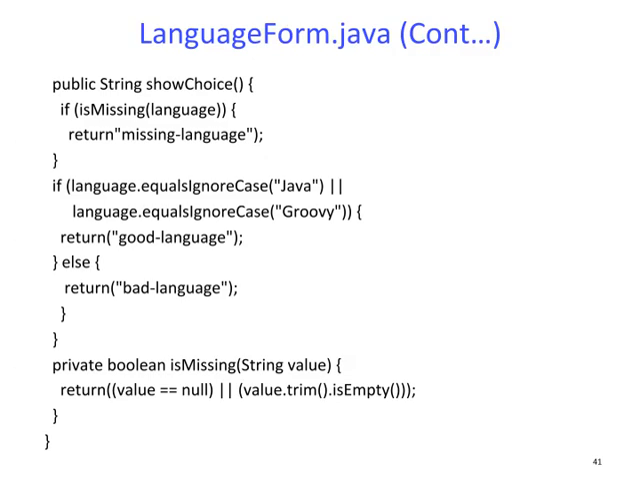So the method to show the choice: if nothing has been entered, the return value is missing language, which then will be our XHTML page to be shown to the user. Or if the supplied language is either Java or GUI, then return the page goodLanguage.xhtml, or if not, then badLanguage. And isMissing is a method to check whether a value has or has not been entered by the user.